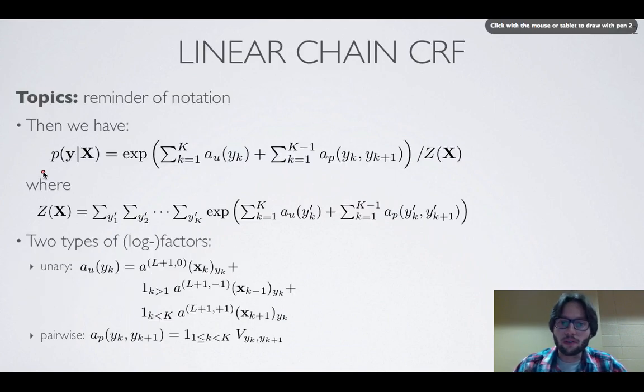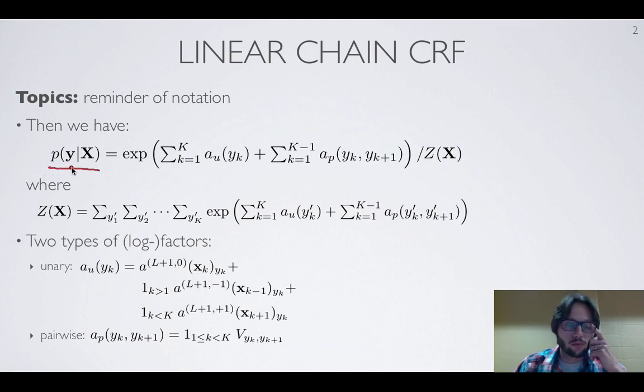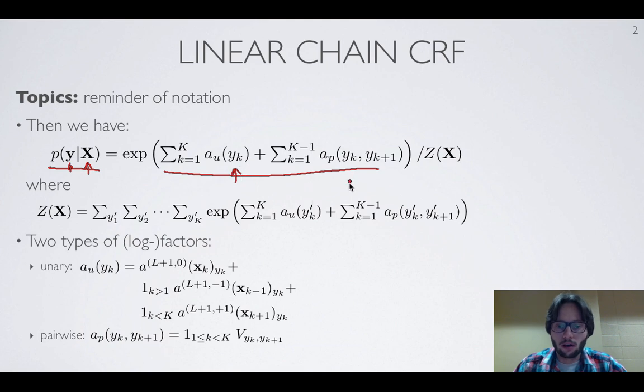So in the previous videos, we've defined what we meant by a linear chain conditional random field. So that's the specific conditional random field we'll consider. So P of y given x, where y is a sequence of labels and x is a sequence of inputs, is going to be the exponential of a sum of unary potential or log factors and pairwise log factors, divided by a normalization constant that we have to compute with some dynamic programming using the forward-backward algorithm.